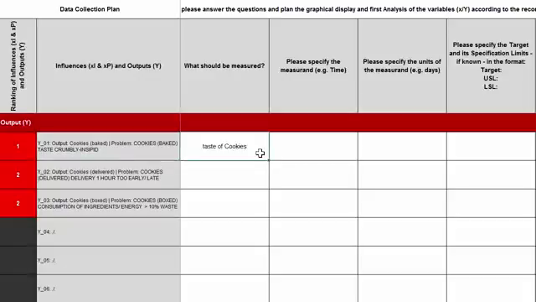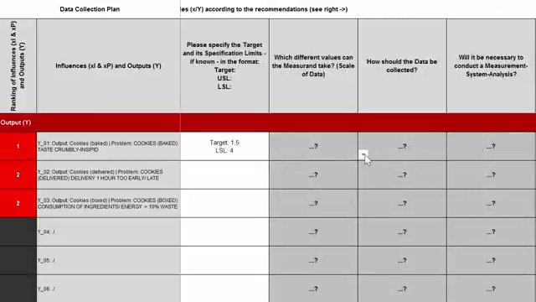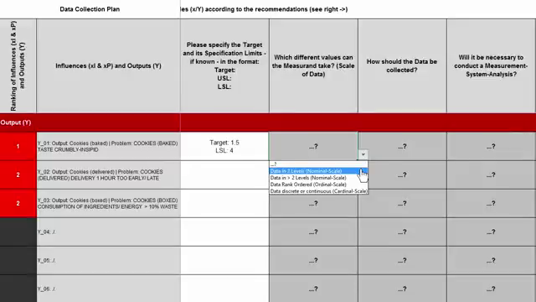For Y1, we want to measure the taste of cookies. Next, we identify the appropriate measurand. To measure the taste of cookies, we could use a rating scale. The related unit of measurement we want to use are school grades in a range from 1 to 6. Now the target and specification limits can be specified. We want our cookies to be rated close to very good, 1.5, and the lower specification limit is a grade of 4. The question, which different values can the measurand take, serves to determine the scale level of the measurand. The scale level of the rating scale is ordinal.